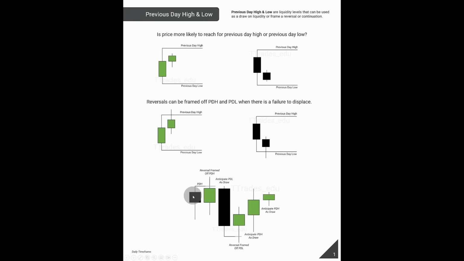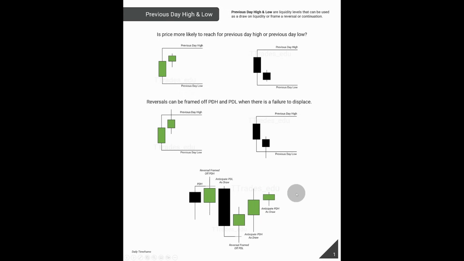So for example here, just using previous day highs and lows, we have our previous day high. A reversal is framed off a previous day high. From here, since we close back in, I'm expecting price to reach for previous day low. As shown here, we reach for this previous day low. The next day, a reversal is framed off of this previous day low, as it cannot displace below. Now from here, I'd expect the next day to reach for this previous day high and continue to reach for previous day high until a draw on liquidity is met.